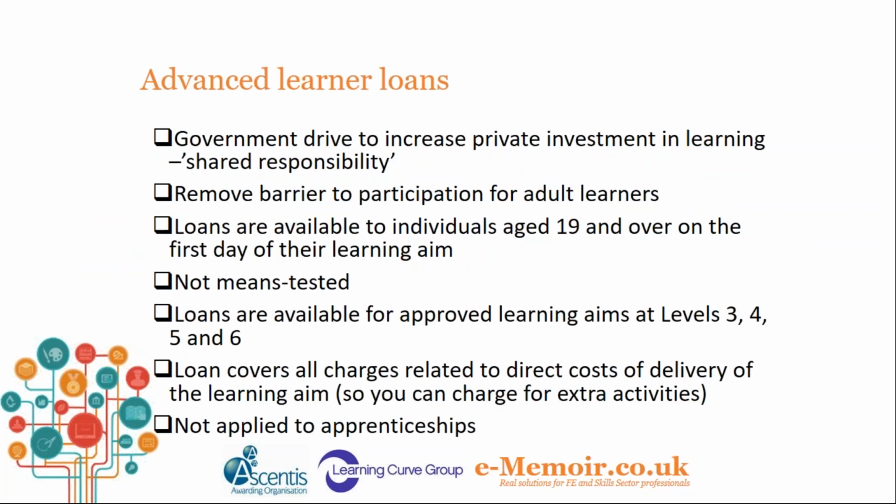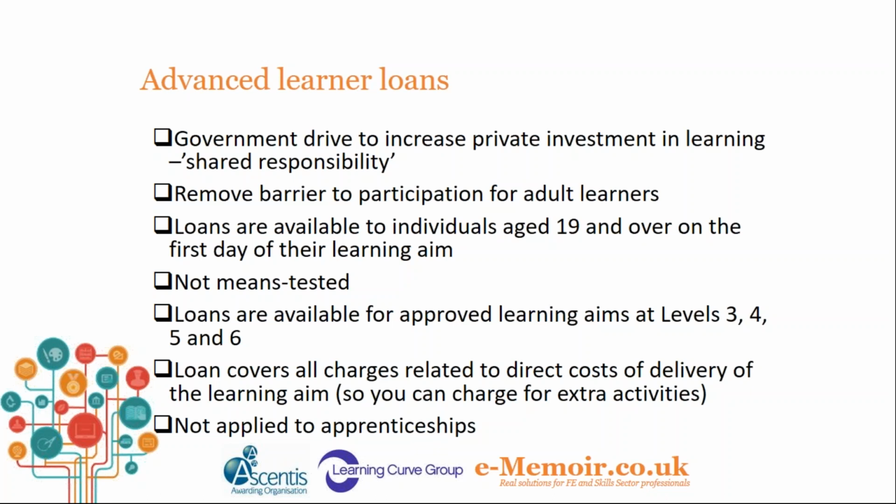So you can see that this is part of the government drive to get individual learners involved. It's part of what I'd call the devolved model. The devolved model is not only about devolving adult education budget to local commissioners, combined authorities, LEPs, etc., as well as devolving decision-making about apprenticeships to levy and non-levy paying employers.